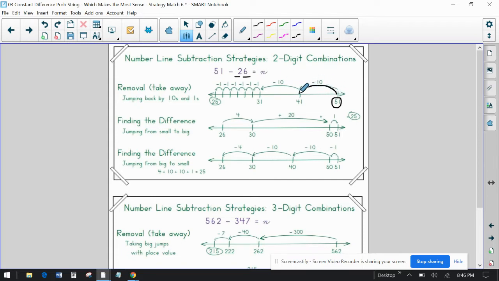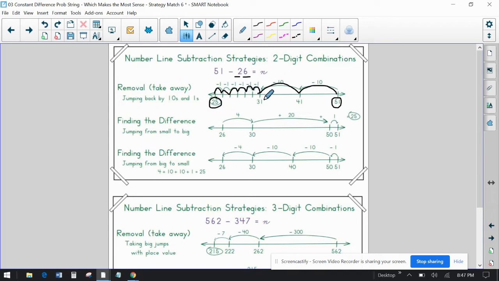You count back 10, 41, another 10, 31. So we've gone the 20, and now 30, 29, 28, 27, 26, 25, and you stop at 25, and that's your answer. So that's just one way. That's the removal takeaway method.